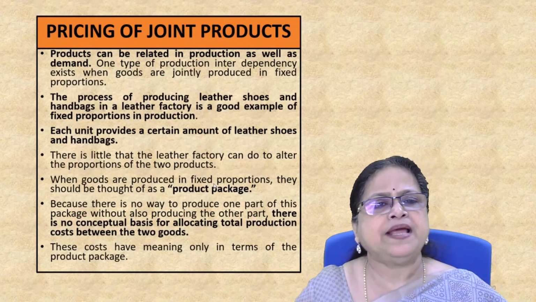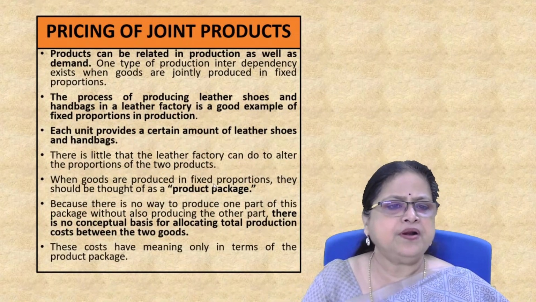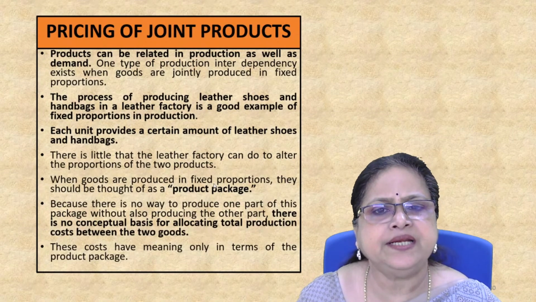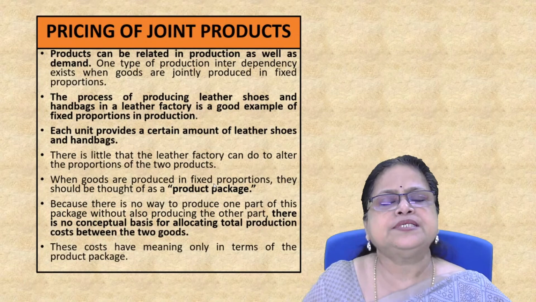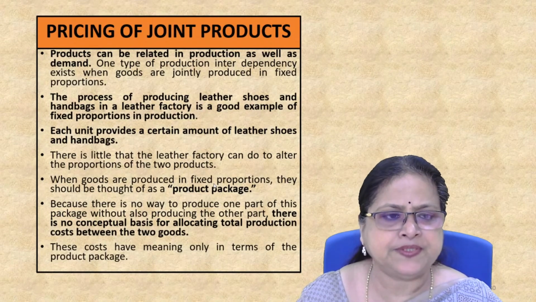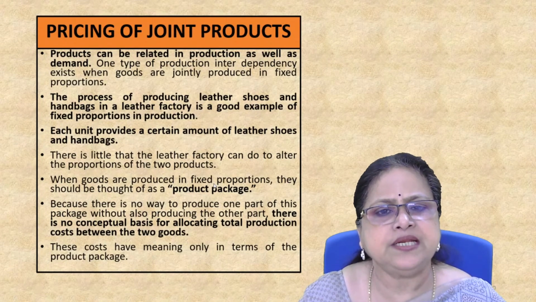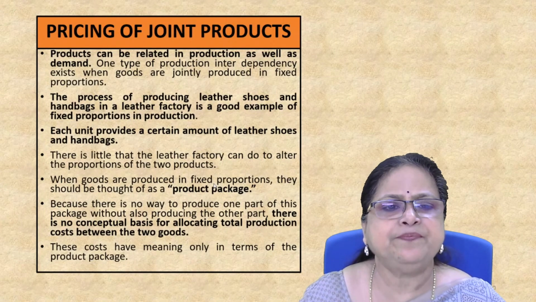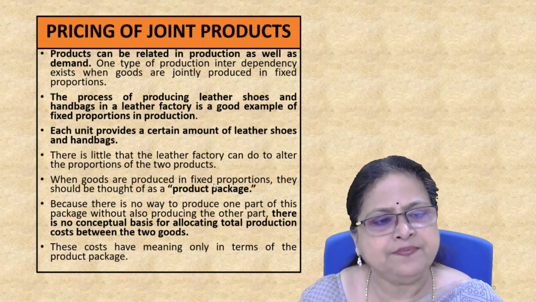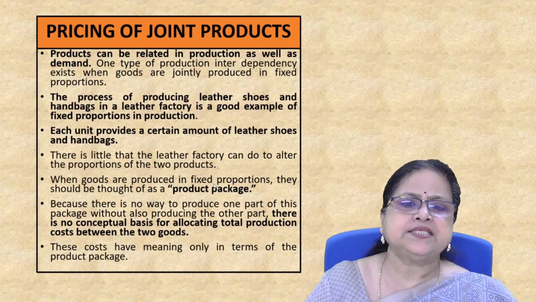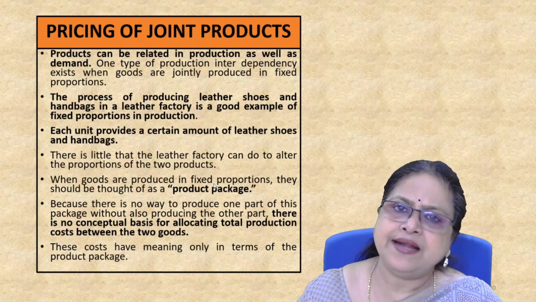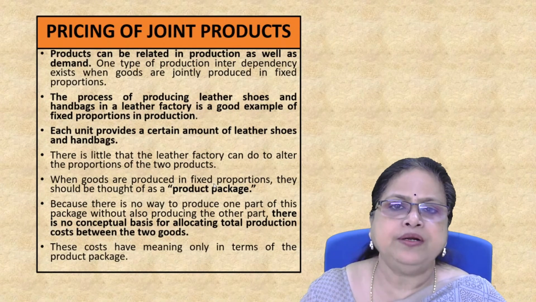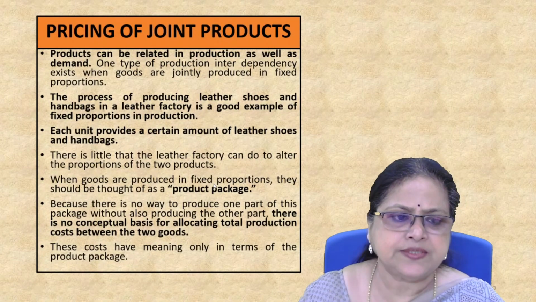Now let us come to the pricing of joint products. Products can be related in production as well as demand. One type of production interdependency exists when goods are jointly produced in fixed proportions. The process of producing leather shoes and handbags in a leather factory is a good example of fixed proportion in production. Each unit provides a certain amount of leather shoes and handbags. There is little that the leather factory can do to alter the proportions of these two products.